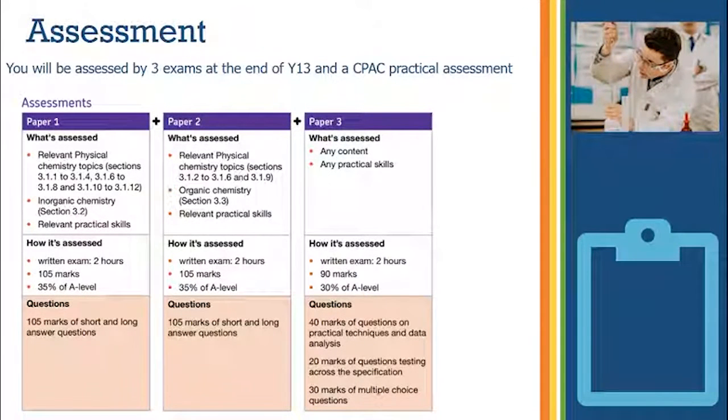How you are assessed other than the CPAC: at the end of your year 13 you will have 3 papers. Paper 1 is 35% of your A-level, so is paper 2, and then paper 3 is 30%. Paper 3 has any content on it and any practical skills, but some of it is 30 marks of multiple choice questions, whereas paper 1 and paper 2 have distinct topics that they're going to ask about. But you can see that the practical skills are written into every single paper. So this all comes at the end of year 13. We will do mocks at the end of year 12 and frequently, every lesson, look at past paper questions.